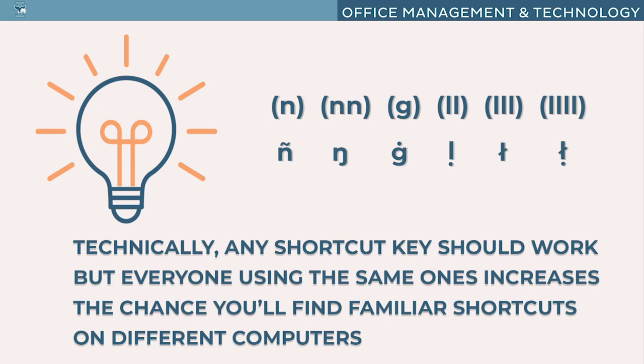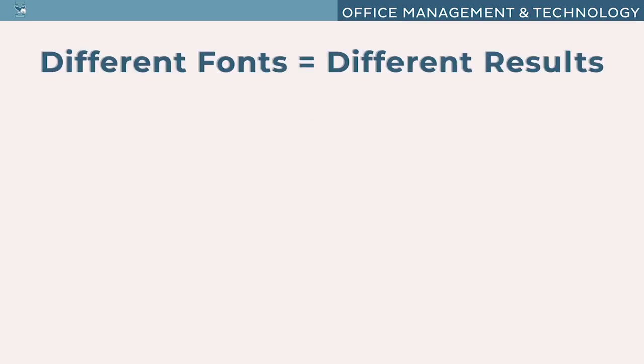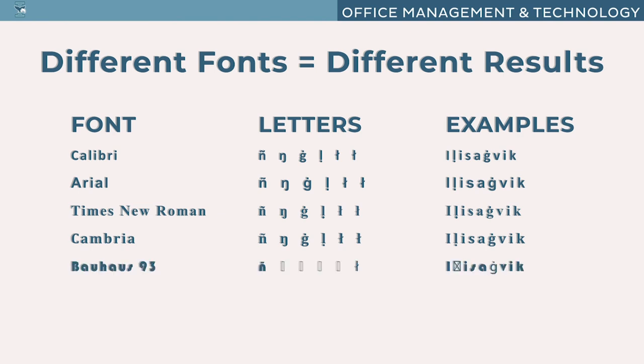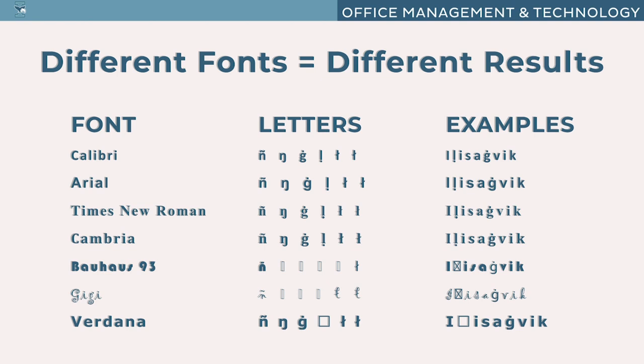Technically, any shortcut key should work. But everyone using the same ones increases the chances that we'll be familiar with it. Different fonts equal different results. These are the four most common fonts in the Microsoft world. And you see they all look nice. They all fit in, right? The L and the G. When we get to Bauhaus, you'll see it doesn't fit. It doesn't quite fit right in some fonts. So you need to just be aware, not all fonts include these six letters.